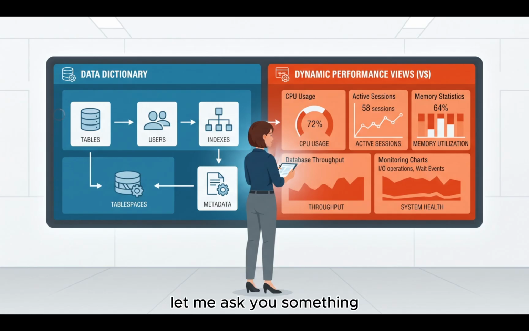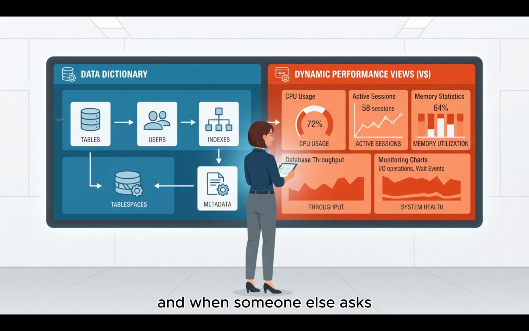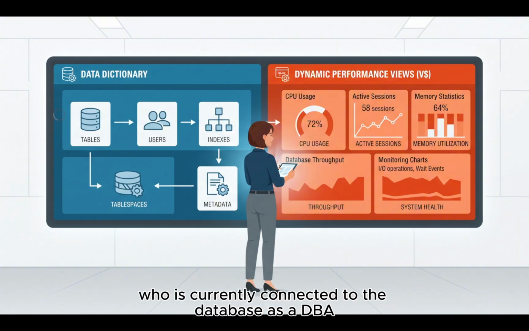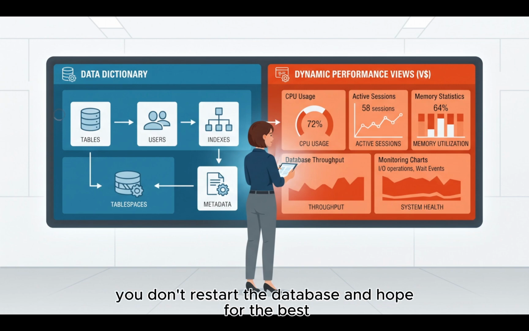Now, let me ask you something. Imagine you are the DBA on duty. A developer calls you and says, "I can't access my table." A few minutes later, another person says, "The database is slow." And when someone else asks, "Who is currently connected to the database?" As a DBA, where do you go to get these answers? You don't just guess. You don't restart the database and hope for the best.